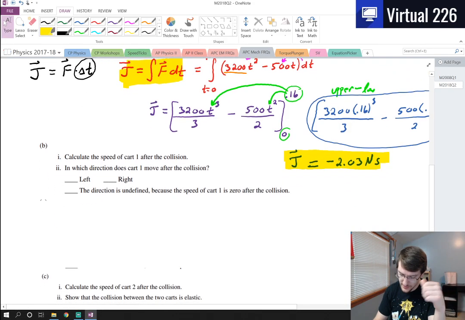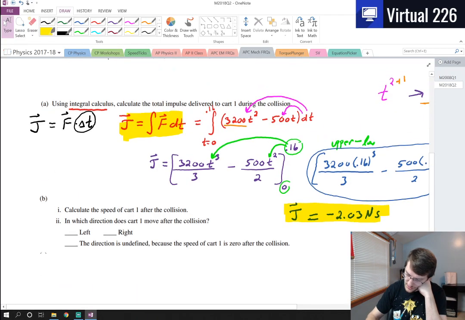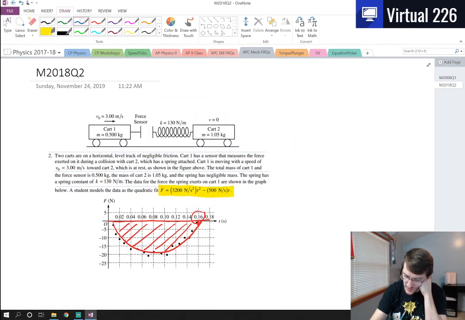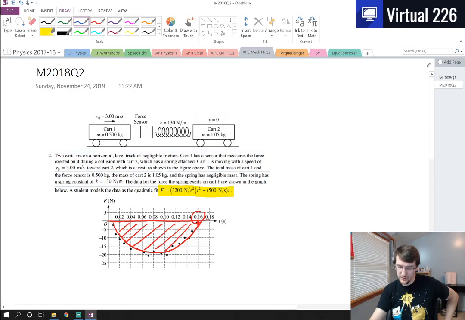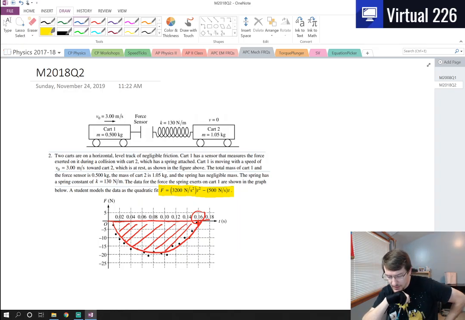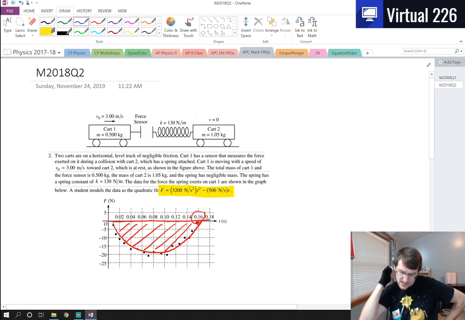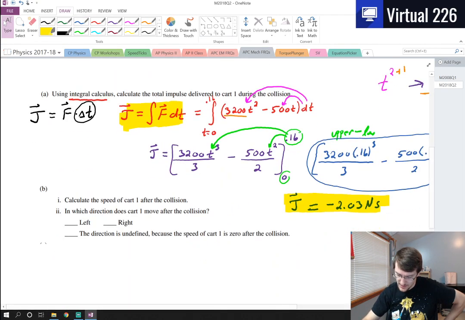For part B, we need to do two things here. We need to calculate the speed of car 1 after the collision, and then which direction does car 1 move after the collision. Okay, well, let's take a look at this. Car 1 has a mass of 0.5, and car 2 has a mass of 1.05, so the mass of cart 1 is less than that of 2. But cart 2 isn't moving, and cart 1 is. So maybe we get an intuition that cart 1 is going to bounce back, but maybe we're unsure of that. So let's hold off on that for a second and see what's going on here. But my gut's telling me that it's going to bounce back. So let's see what's going to happen.